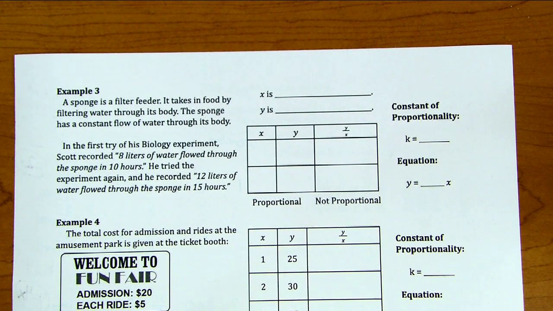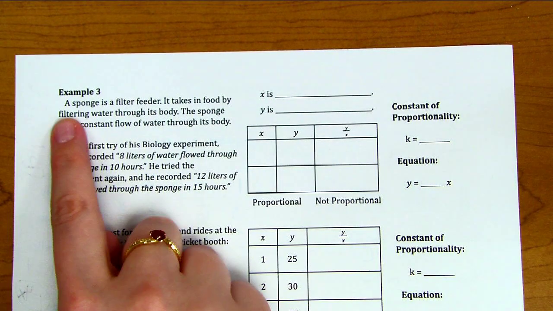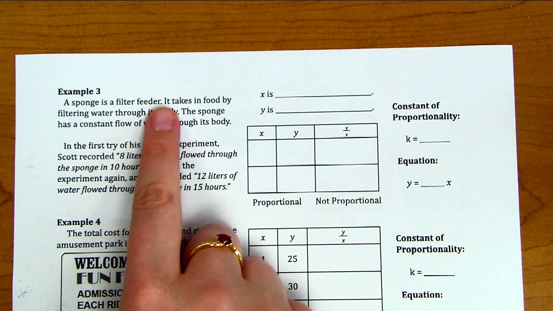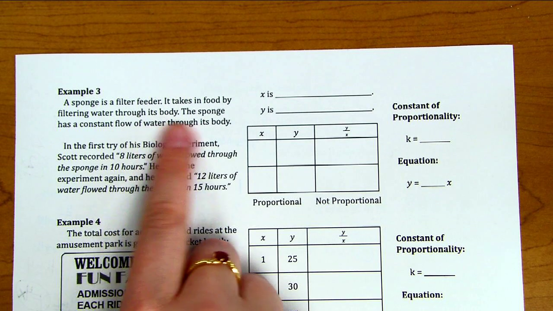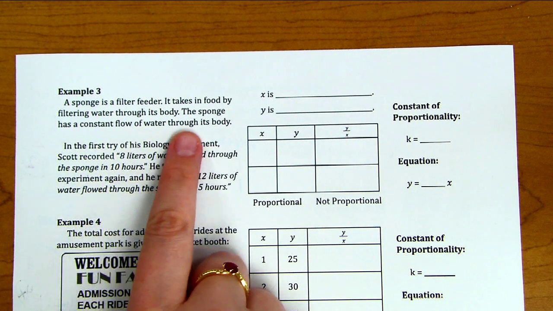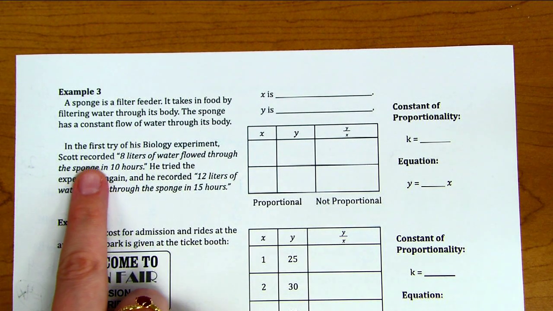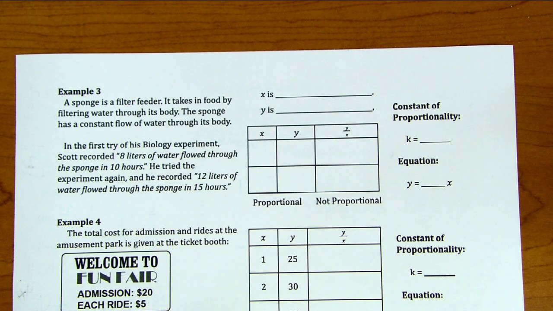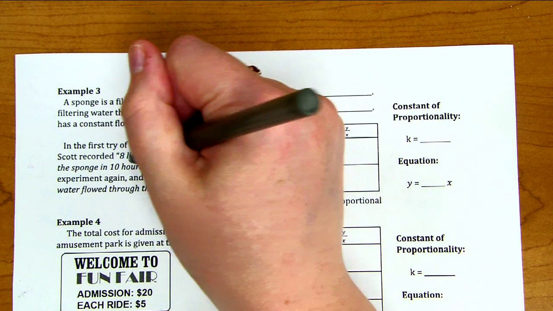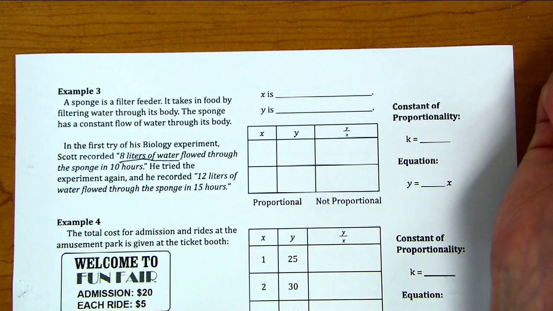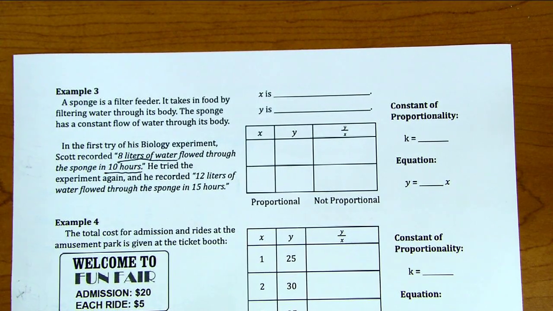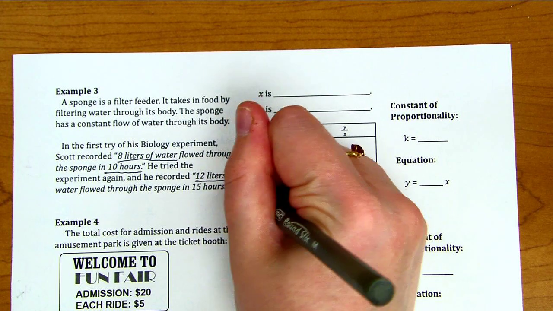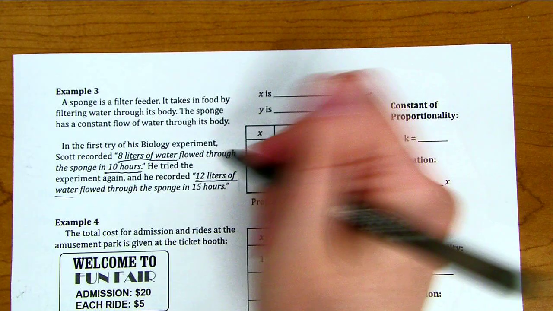So let's look at example 3. It says, a sponge is a filter feeder. It takes in food by filtering water through its body. The sponge has a constant flow of water through its body. In the first try of his biology experiment, Scott recorded that 8 liters of water flowed through the sponge in 10 hours. He tried the experiment again and recorded 12 liters of water flowed through the sponge in 15 hours.